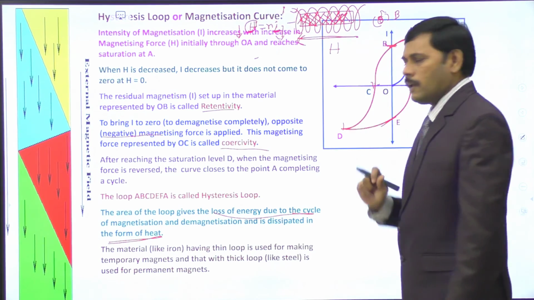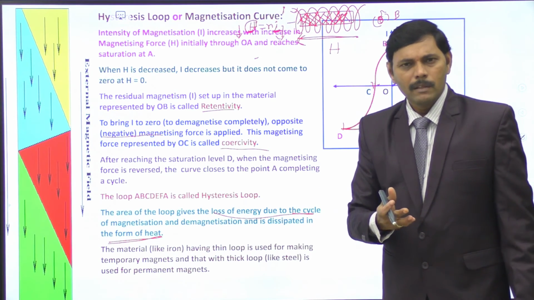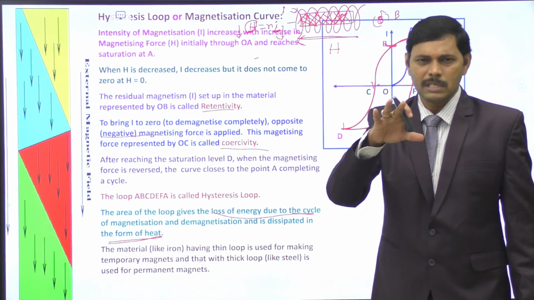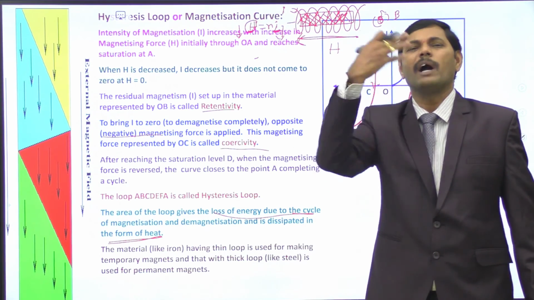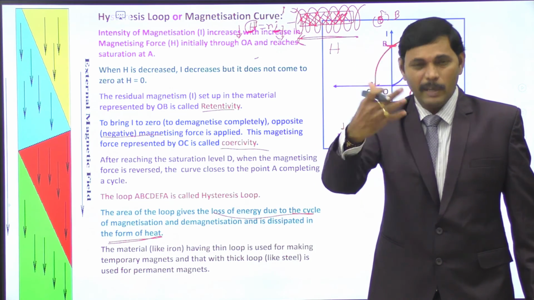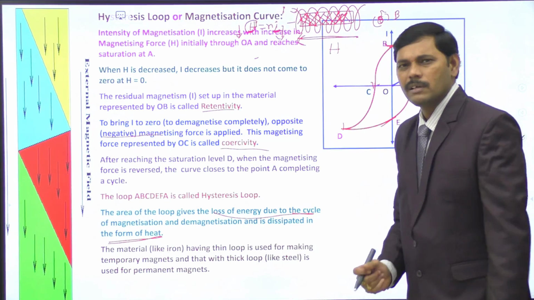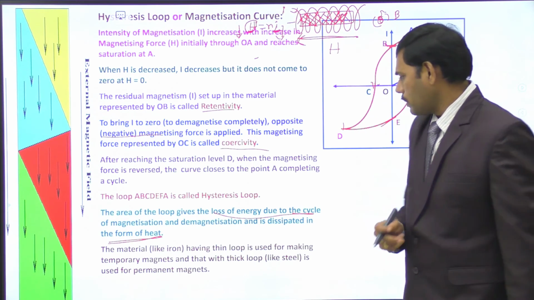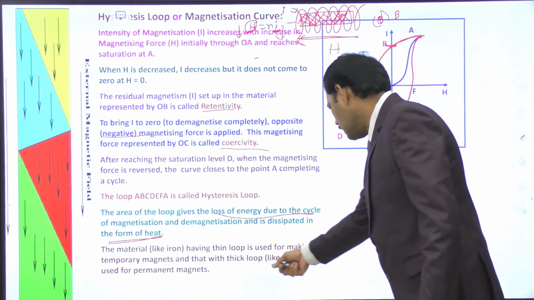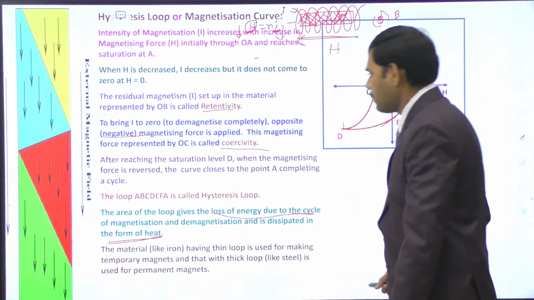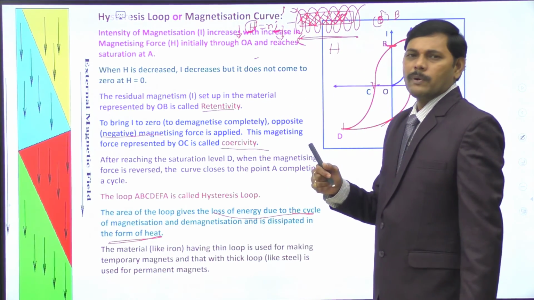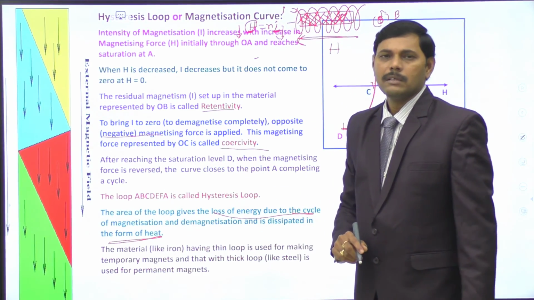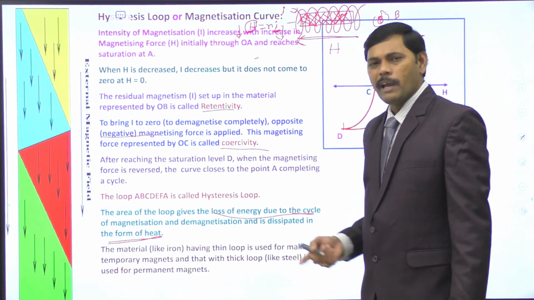If coercivity is high, what is its meaning? Even though we completely removed the applied magnetic field, it retains its magnetic property to a high value. Hence, it becomes a permanent magnet forever and ever, and it is used as a permanent magnet. Steel shows that property. That's why steel is used for permanent magnets. For iron, the loop area is small, so it is used to prepare electromagnets, known as temporary magnets.